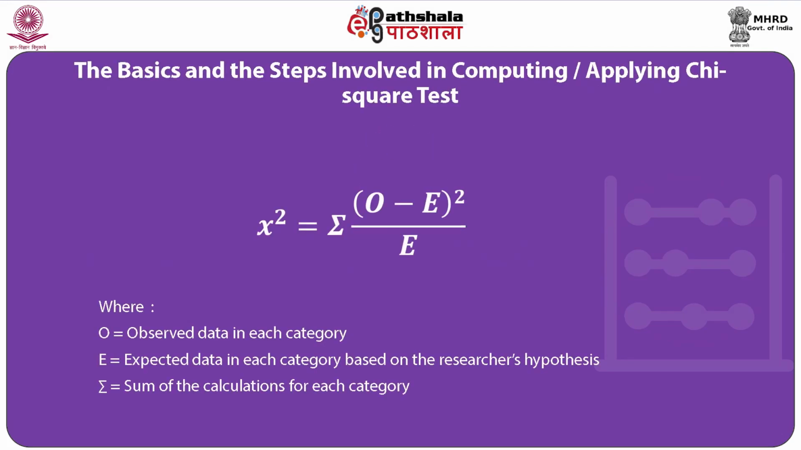There are basics and steps involved in computing or applying the chi-square test. For example, the chi-square test compares the expected frequencies with the observed frequencies. The formula for computing the chi-square value is chi-square equals sigma (O minus E) whole squared divided by E. O is the observed data in each category, E is the expected data in each category based on the researcher's hypothesis, and sigma is the sum of the calculations for each category.